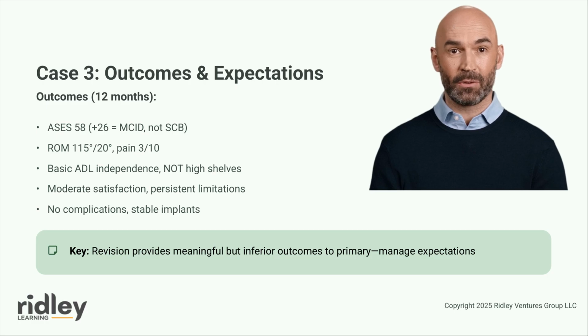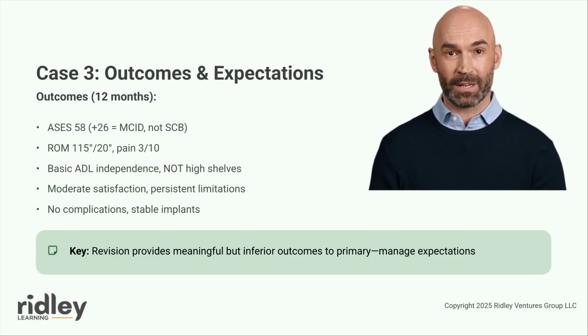At 12 months, his outcomes included an American Shoulder and Elbow Surgeon score of 58 out of 100, a 26-point improvement meeting the minimal clinically important difference but not substantial clinical benefit. Active range of motion was 115, 20, and L5. Visual analog scale pain was 3 out of 10. He regained basic activities of daily living independence but was unable to reach high shelves or perform extended overhead work.